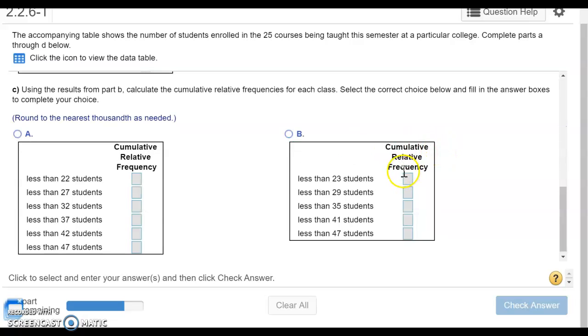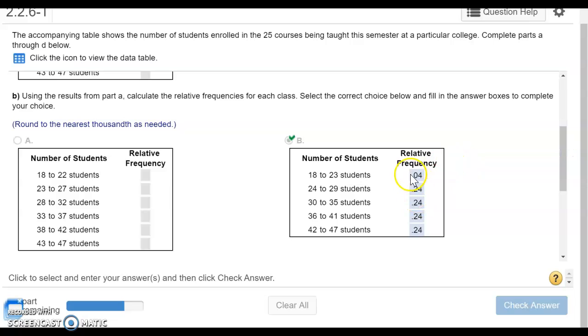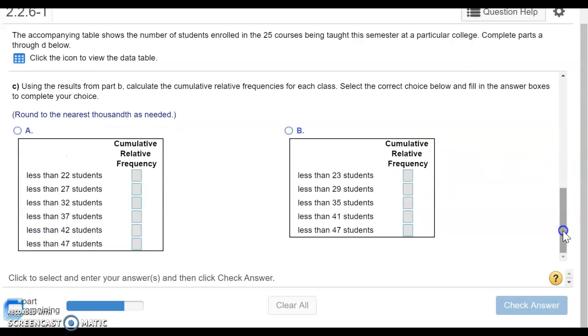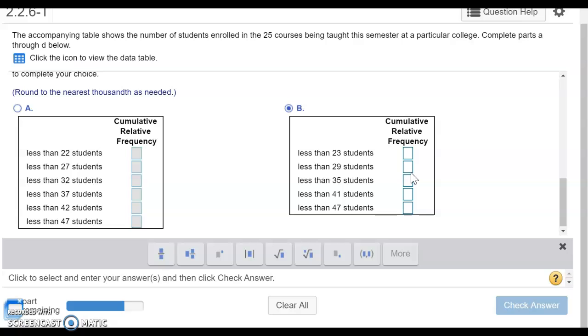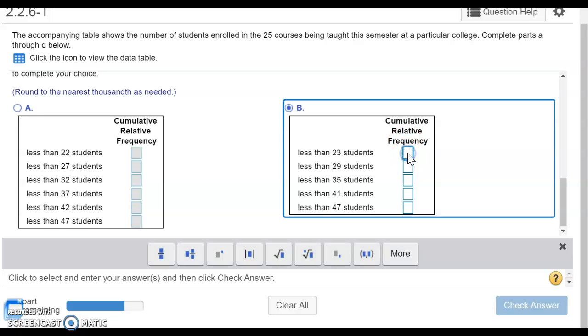And then for your cumulative, you just keep adding your numbers together. So you would get 0.04 for the first one. And then you would add 0.24 to that, which would be 0.28. And you would add 0.24 to that, which would be 0.52. And you would add 0.24 to that, which would be 0.76. And you would add 0.24 to that, and it would be 1.